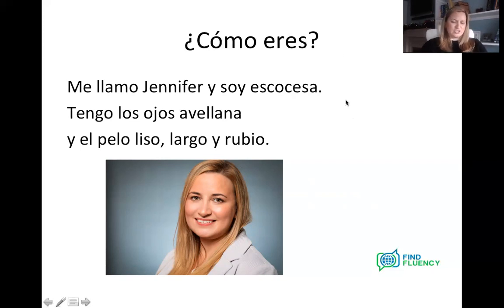But in Spanish, they come after the noun. Okay, so los ojos avellana, el pelo liso. Pelo and ojos are our nouns, avellana, liso, largo are our adjectives. And in Spanish, they're coming after the noun, you'll see.